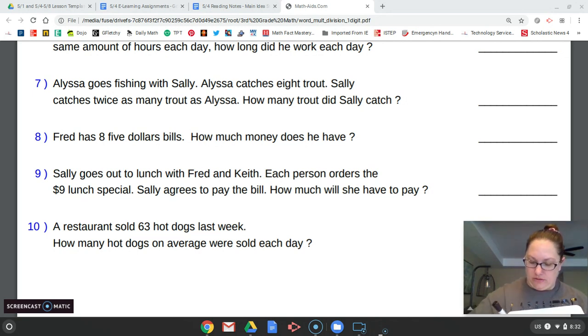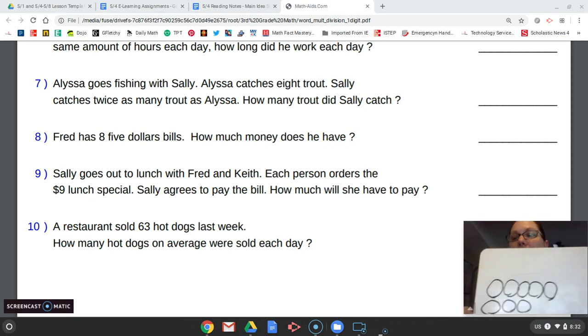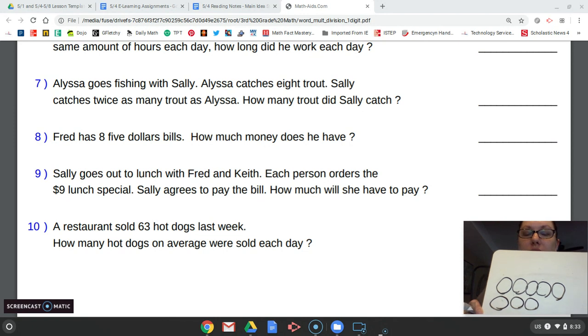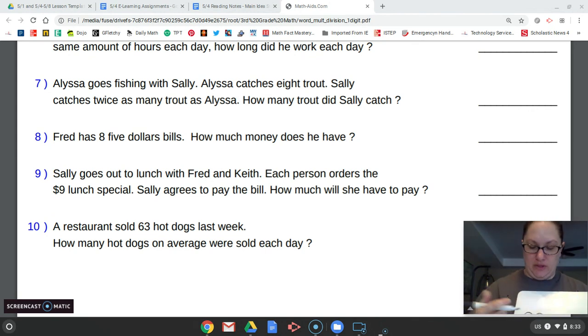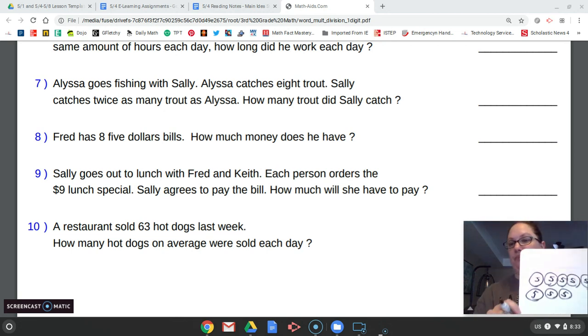All right, so Fred has 8 $5 bills. So I'm going to make 8 circles. 1, 2, 3, 4, 5, 6, 7, 8. All right, so I have my 8 circles. Those are the 8 $5 bills. So if each of those dollar bills is worth 5, what would we put in the circles? 5, right? This dollar bill is 5. This one's 5. This one's 5. So each of the bills are 5.